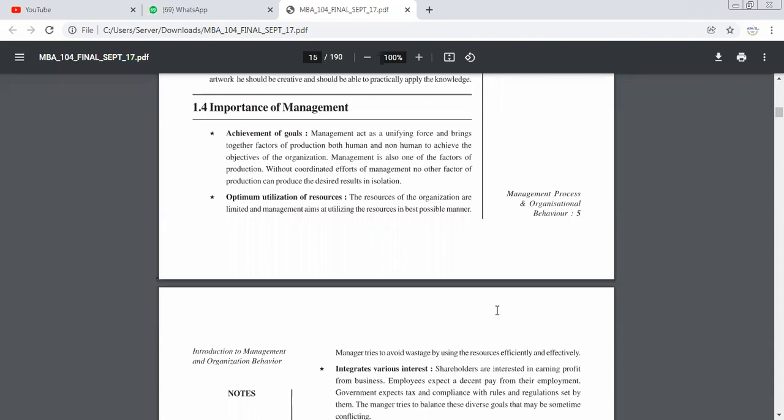Next one is optimum utilization of resources. The resources of the organization are limited, and management aims at utilizing the resources in the best possible manner. Managers try to avoid wastage by using the resources efficiently and effectively. Now see, optimum utilization of resources. As a company, in an aggregate way, I am saying we have a huge amount of resources, but we are not utilizing those resources in a proper way. This is the drawback which we are facing.